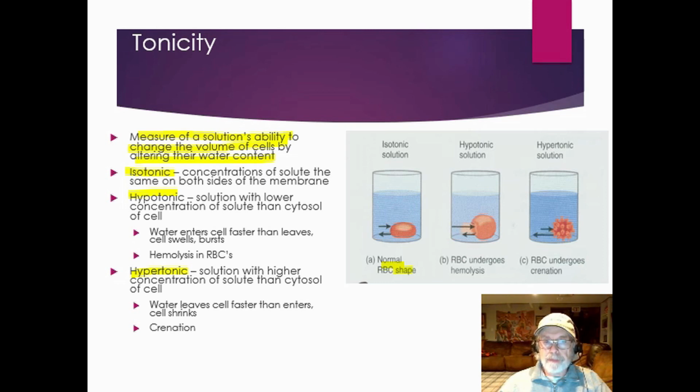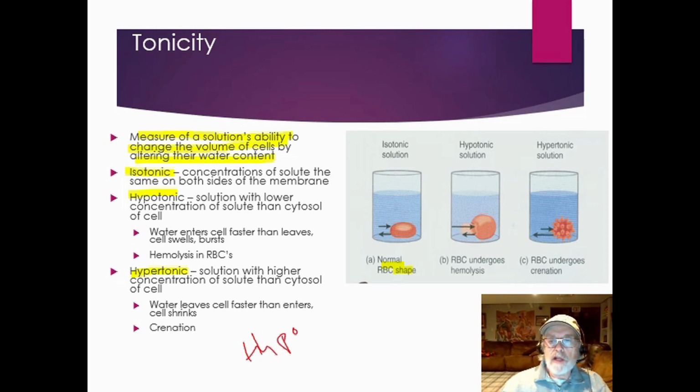Okay. So that's called isotonic. Iso means the same. So if something's isotonic, it means it has the same tone or the same concentration of that water on both sides. Okay, that's called isotonic. Iso means the same. Hypo means less than or lower.